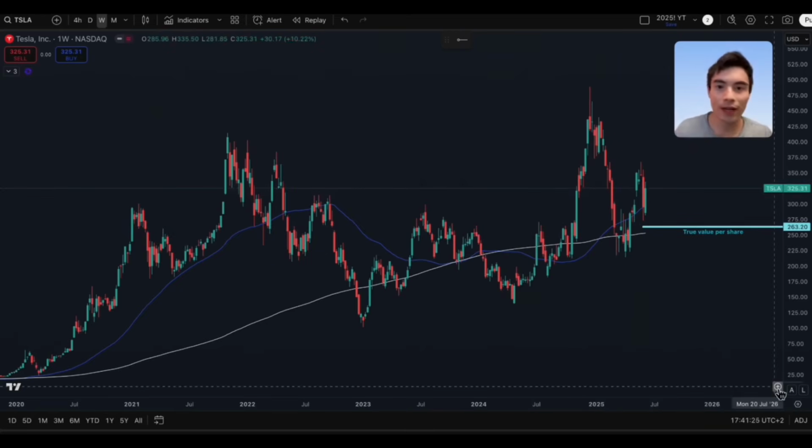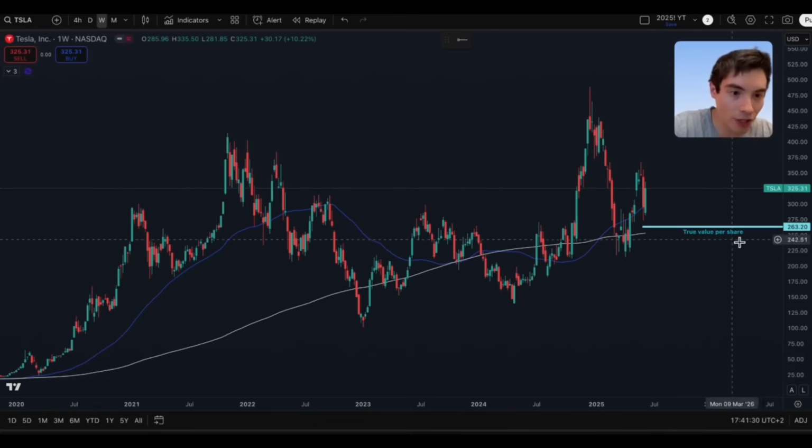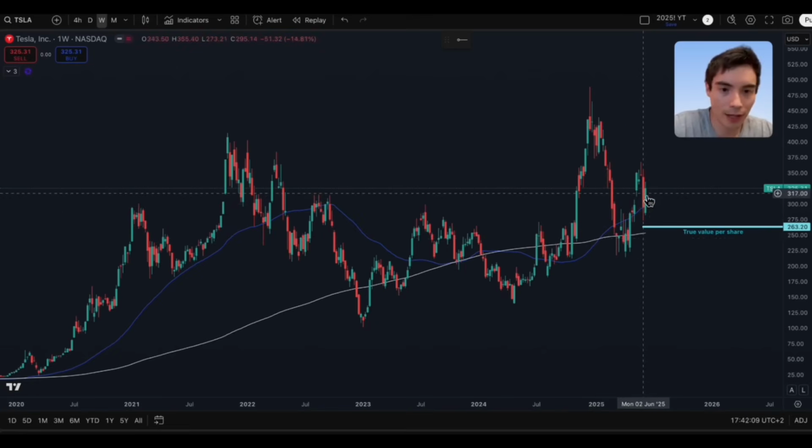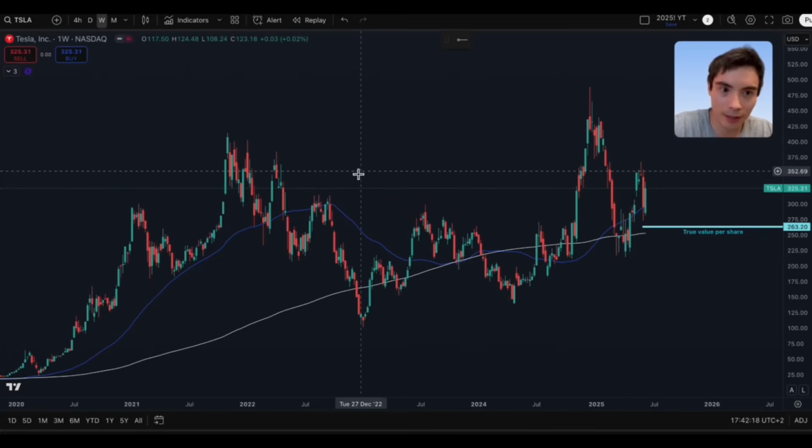So now we're looking at the weekly candles of Tesla, and we calculated that the true value per share is 263.20. And it's now trading at 325.31 dollars. So we can see it's slightly overvalued, but actually not by that much, which is interesting. I personally hold like 3-4% of my portfolio in Tesla. I'm comfortable holding this stock and not trying to predict that it will go down here and then it will go up. I think it looks pretty bullish if we look at the technical analysis.